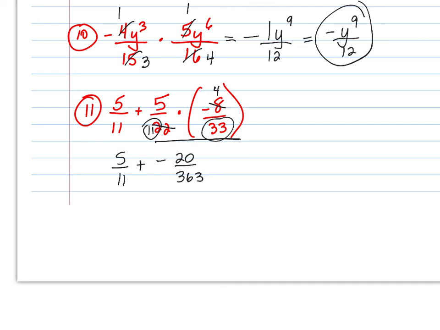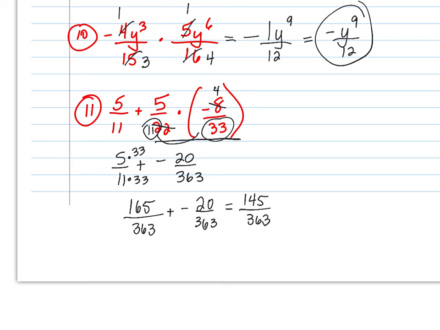363 is going to be the common denominator because we had to take 11 times 33. So we have to multiply each, the 5 and the 11 by what number? 33. So what is 5 times 33, Camden? 165. So this is 165 over 363 plus negative 20 over 363. And you get a final answer of 145 over 363. Anybody have that answer?